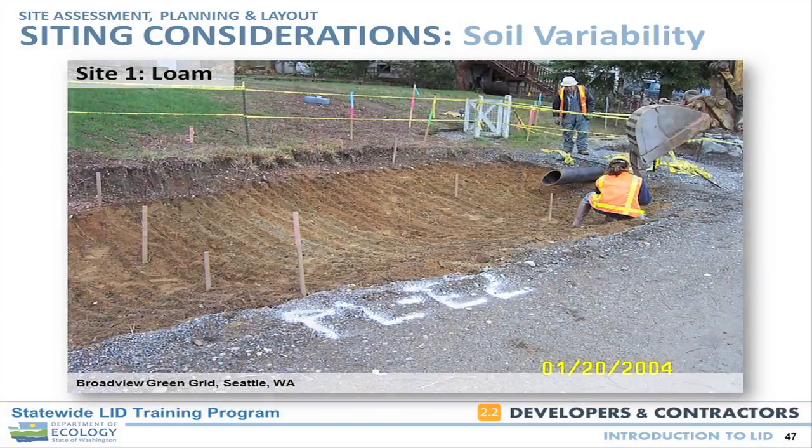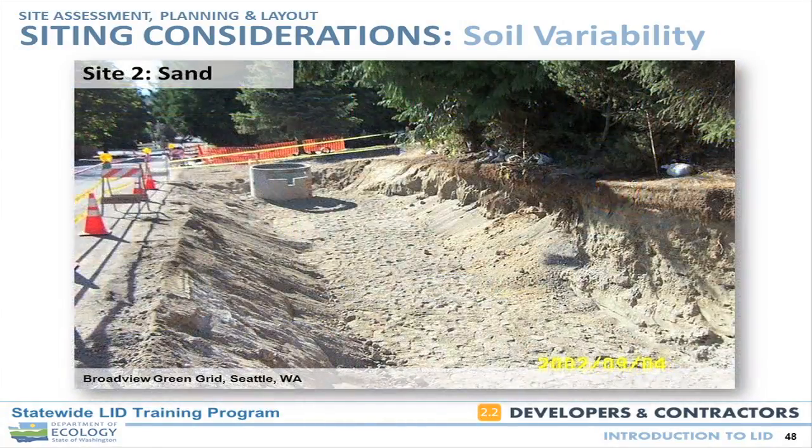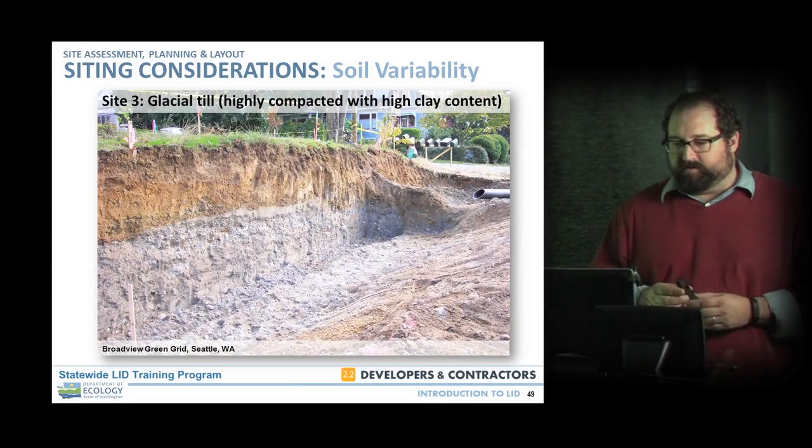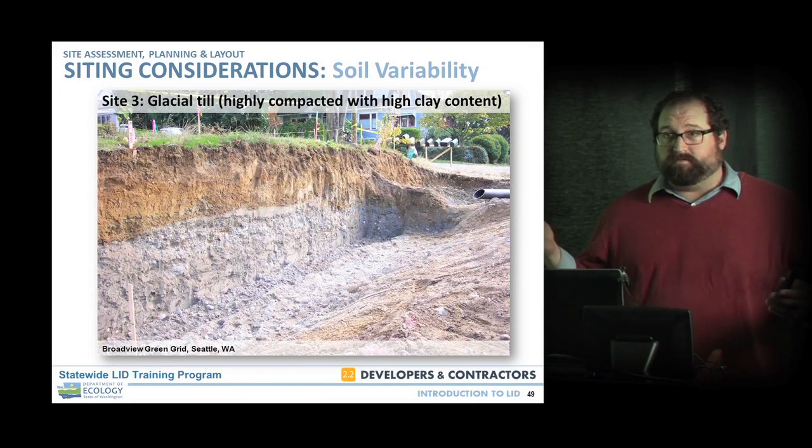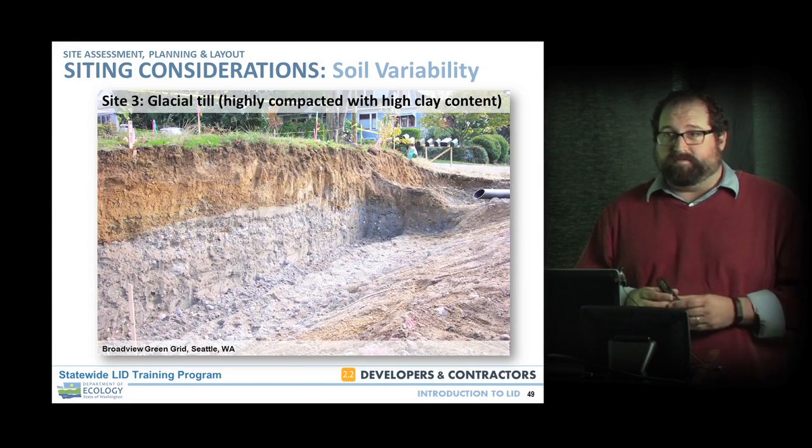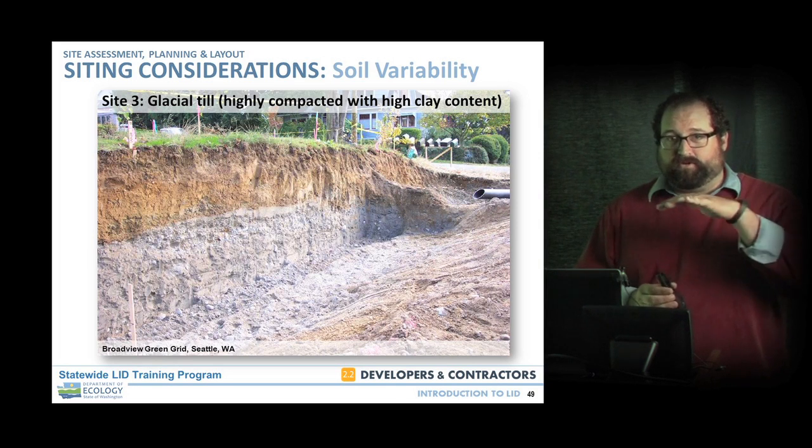Site number 1, and this is a project that was implementing street bioretention facilities. The first site had loam, the second site had sand, and the third site had glacial till that was highly compacted. This is all within maybe 1,000 feet of each other. So that sort of internal variation.